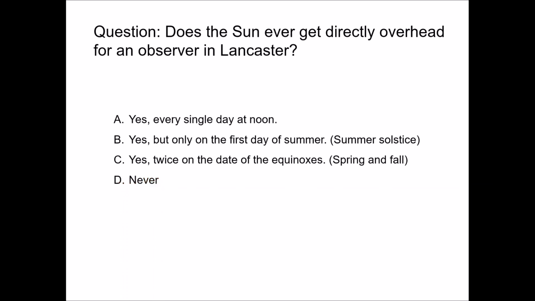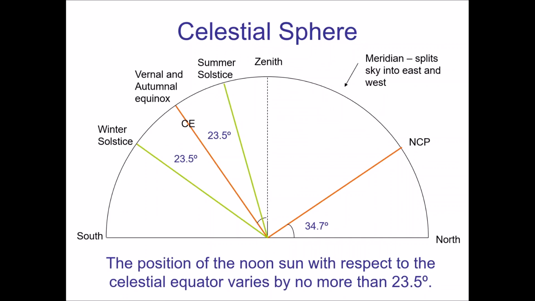Gets close, right? Go back to the picture here. So you can see that the summer solstice is not quite at zenith. It gets close. The angle between celestial equator and zenith is 34.7 degrees, and the Earth's tilt is 23.5. That's a difference of about 11.2. So this small little angle right here between summer solstice and zenith, 11.2 degrees. So it does get close, pretty close actually, but it doesn't technically get directly overhead. But you know what?